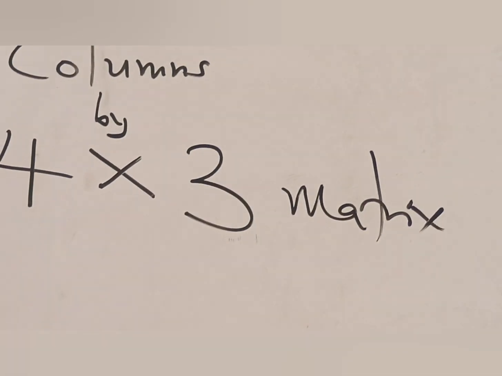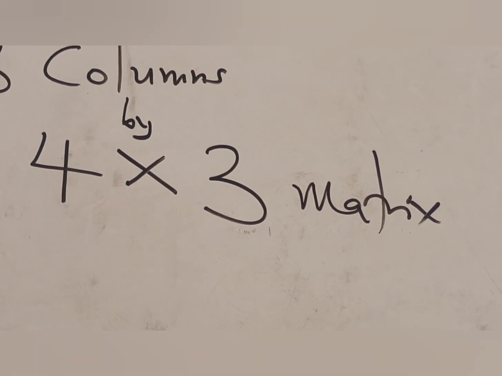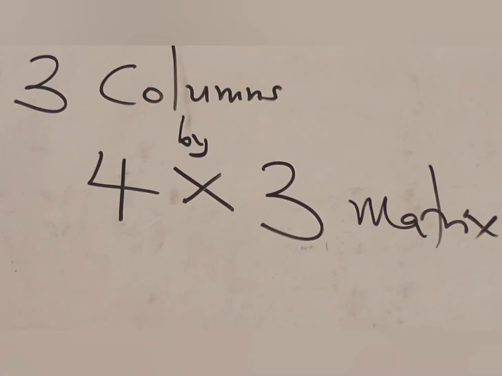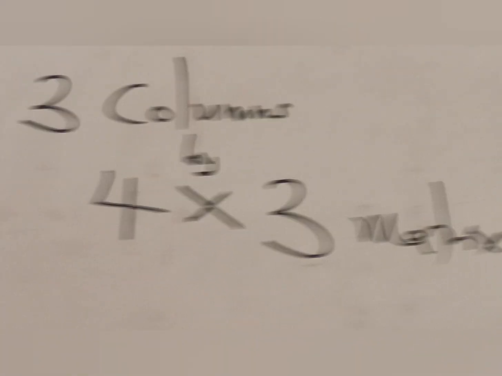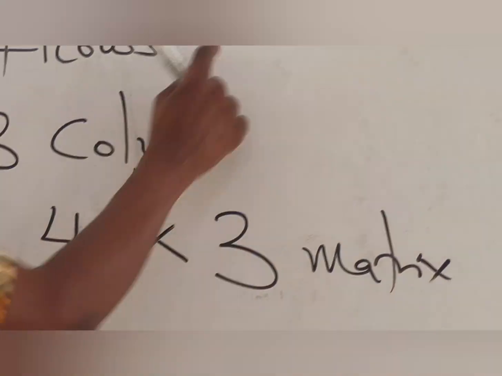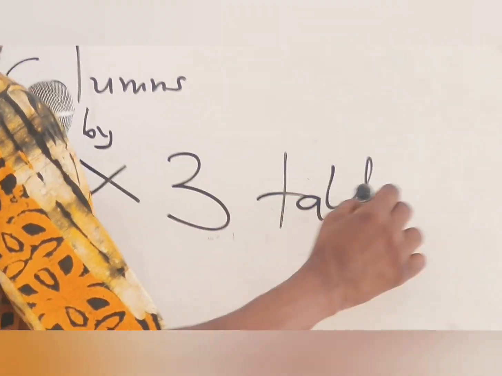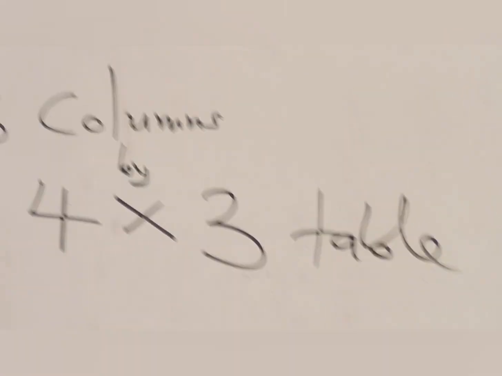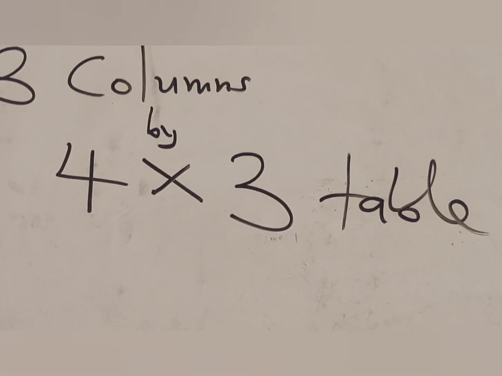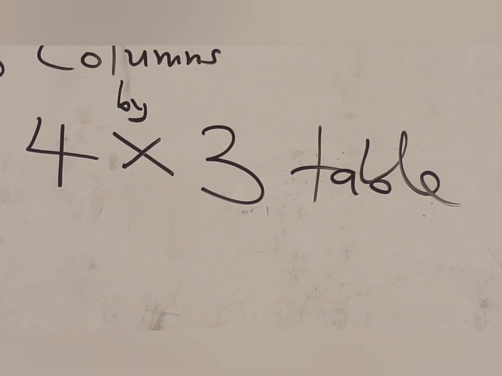So you have to know how many rows it has and how many columns it has. The rows come first and the columns come second. Let's say this is a table. So this one is a 4 by 3 table. The number of rows comes first and the number of columns comes second.